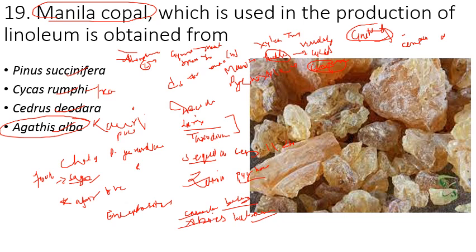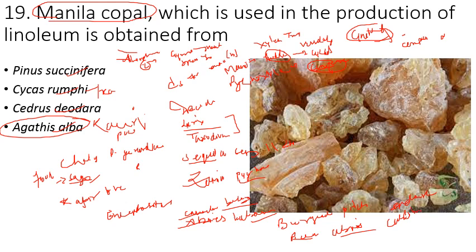The next we have one another product that is known as Burgundy pitch. It is again obtained from one gymnosperm named as Picea abies. ये मिलता है हमें एक जिम्नोस्पर्म से जिसका नाम है Picea abies. Then another important product that is called sandarac. Sandarac is obtained from Callitris.